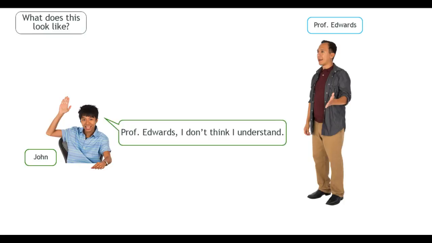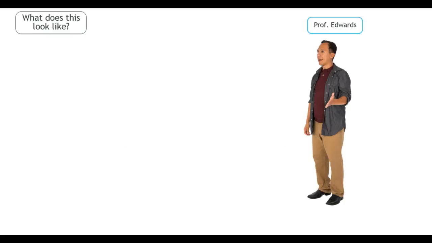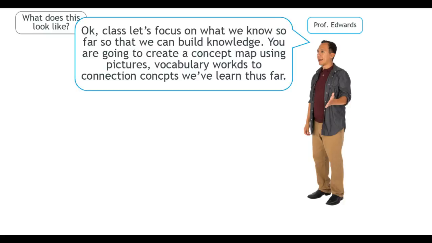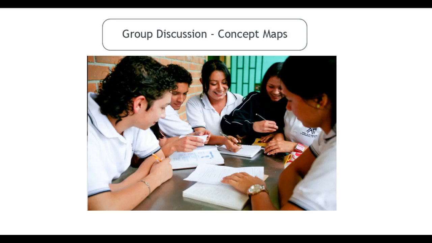"Professor Edwards, I don't think I understand." Professor Edwards realizes that both he and his students need to display exactly what they understand so far before moving on. "Okay, class, let's focus on what we know so far so that we can build knowledge. You're going to create a concept map using pictures, vocabulary, words to connect the concepts we've learned thus far." Students work together to create a concept map using textbooks, class notes, and conversations with peers to best label and connect ideas, academic language, and the use of visual representation.